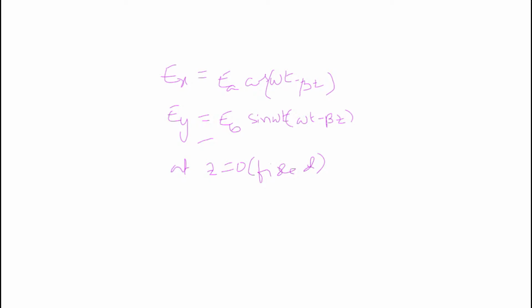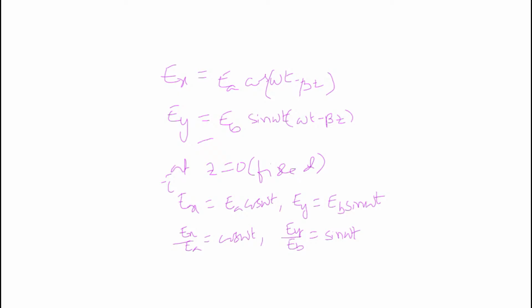So at z equal to 0, Ex is equal to Ea cos omega t, and Ey is equal to Eb sin omega t. Now I am writing this: Ex by Ea is equal to cos omega t, and Ey by Eb is equal to sin omega t.